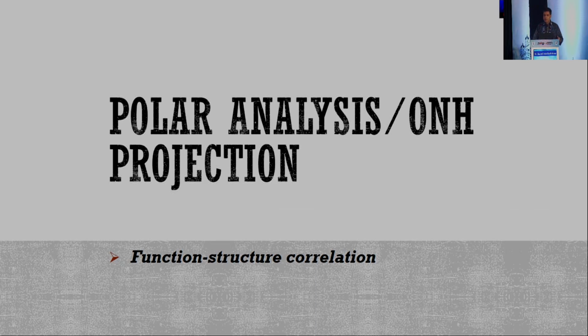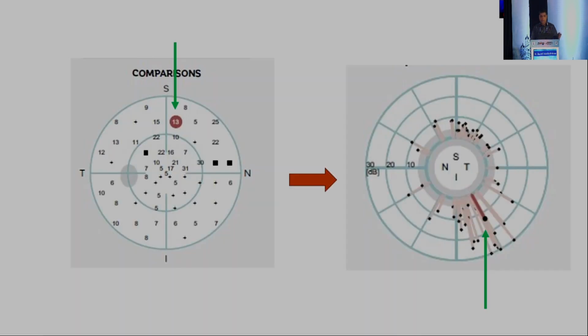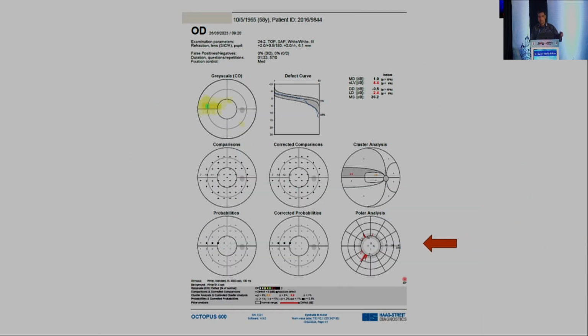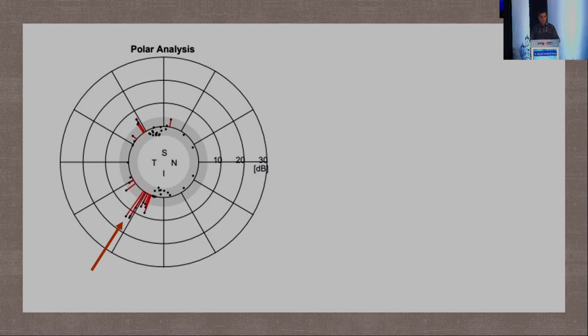The polar analysis is a kind of a software trickery to give you some function structure correlation as well. It helps you to identify where you want to look for the changes in the optic disc. Based on this principle, let's look at that point in the visual field with 13 decibel sensitivity loss. Obviously, that will have a corresponding representation in the optic disc. So if you look at our base patient and you look at the polar analysis, you see those long red bars in the infratemporal region. That is where you want to look for the optic disc changes.